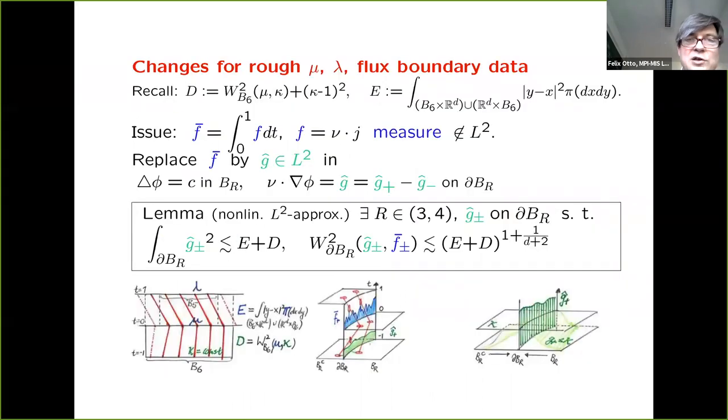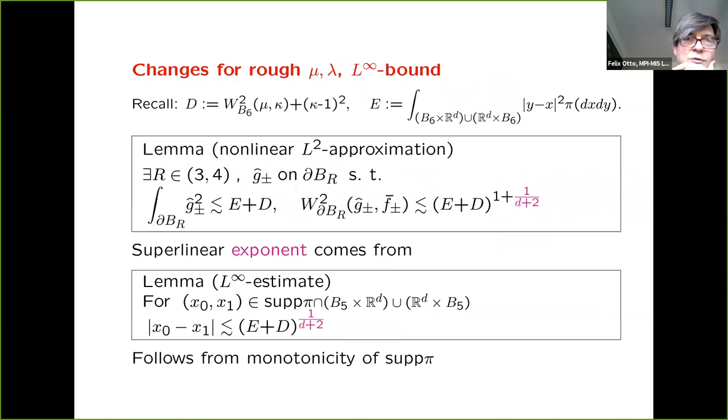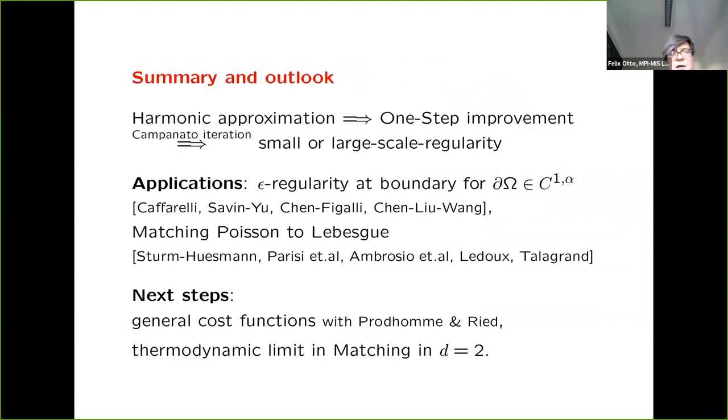And okay, so when one's dealing with rough fluxes, there are some twists you have to do. You have to regularize a bit. You can use optimal transportation to do that. I'm skipping over this, and let me just come to the summary.